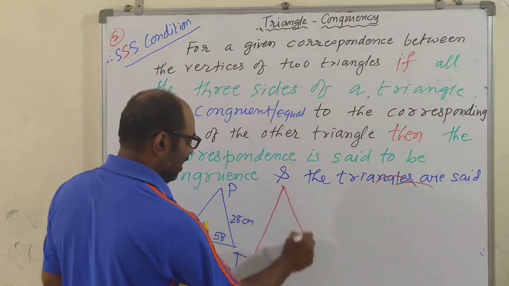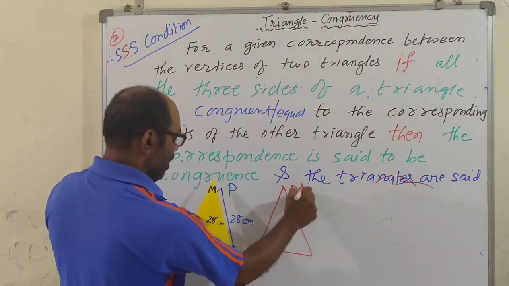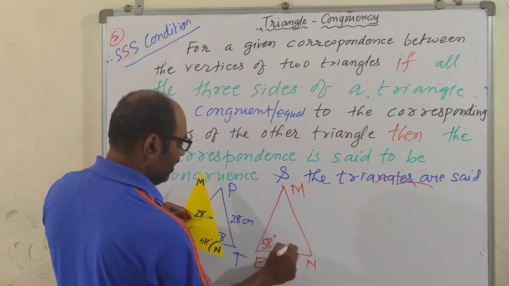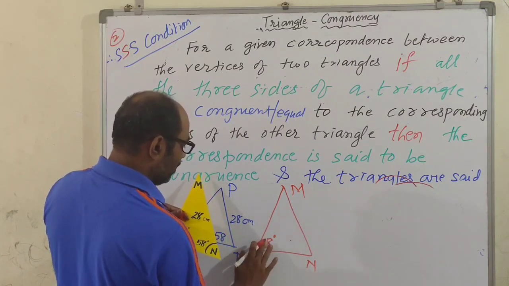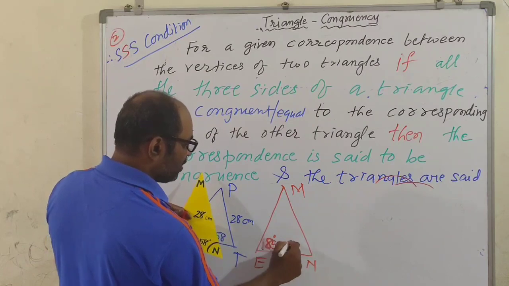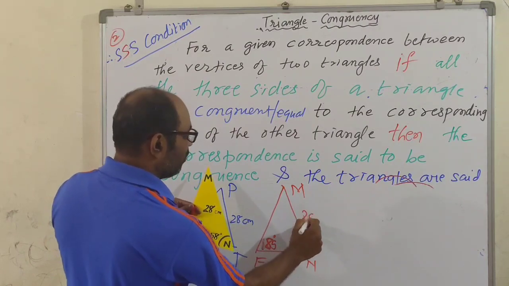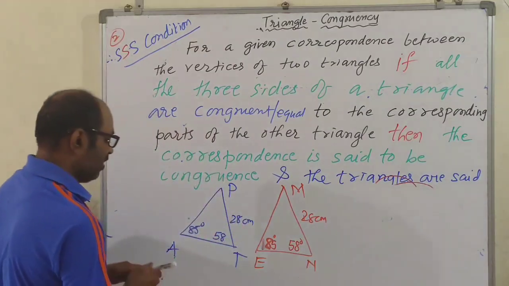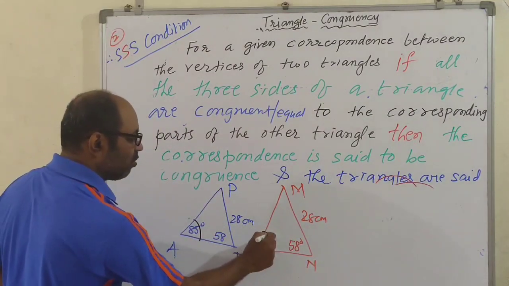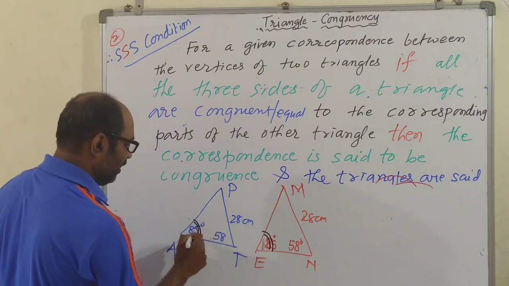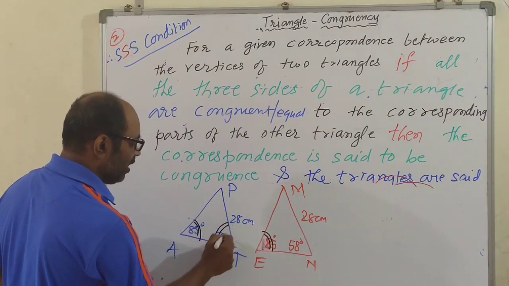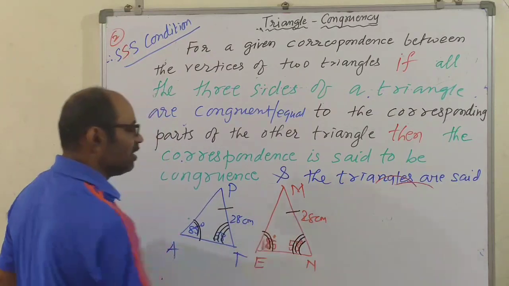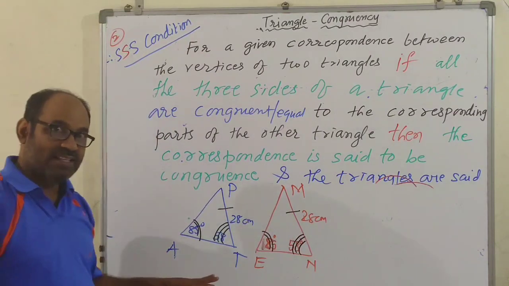This is which triangle? MEN. This is 58 degree. This is 85 degree. This is 58 degree. And this is 28 centimeter. Correct? So what you can say? This angle is congruent to this angle. Correct? And this angle is congruent to this angle. And this side is congruent to this side. So three parts are congruent.